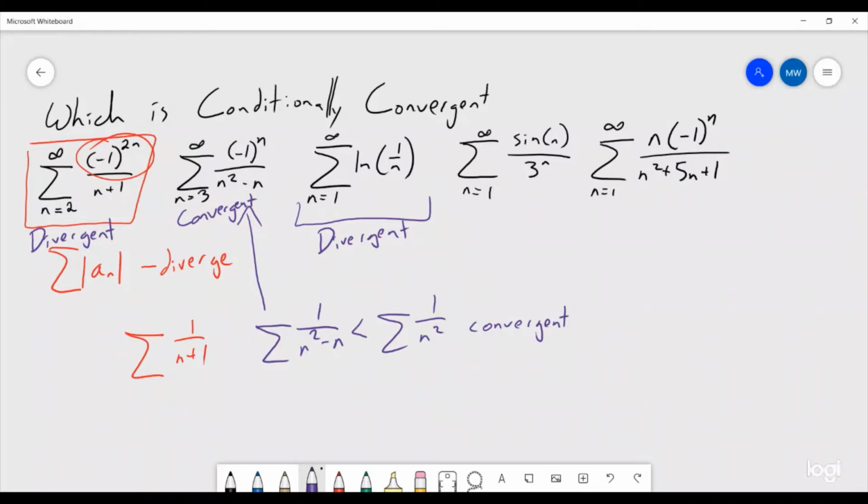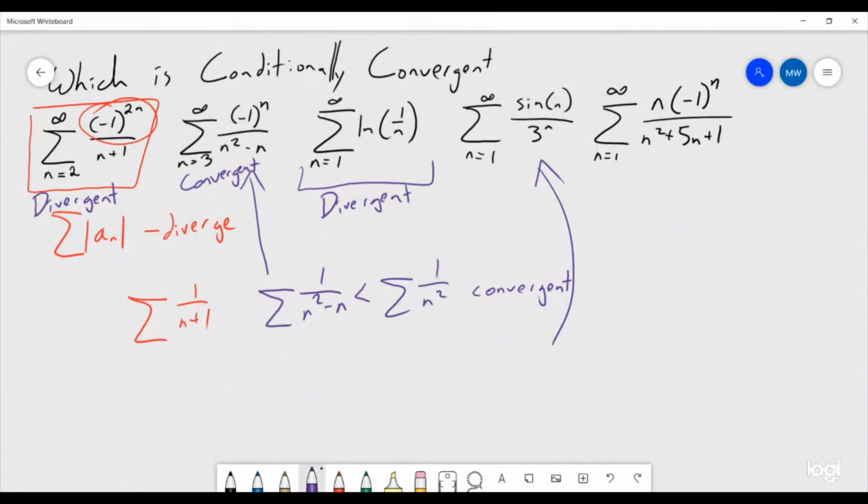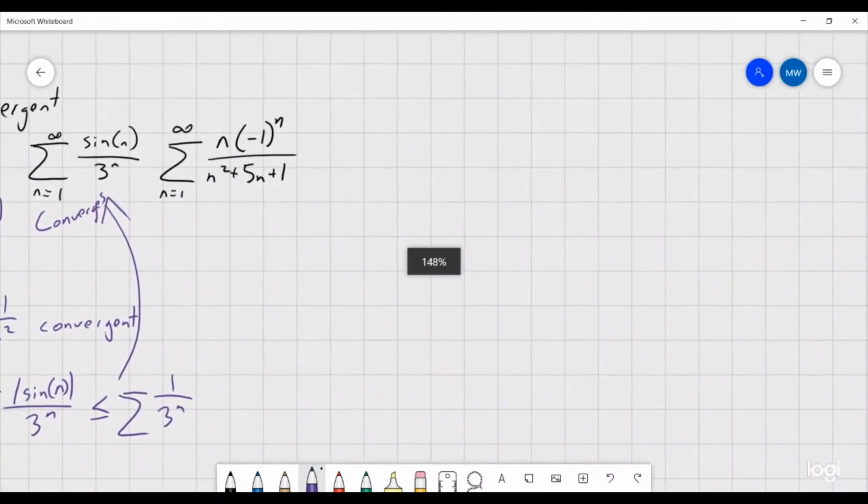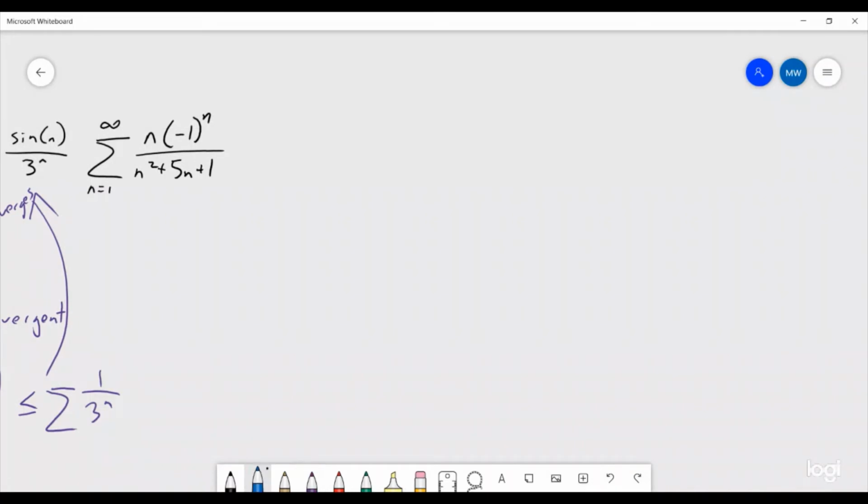If we look at the sine of n over 3 to the n, if we take the absolute values of those, the sum of the absolute value of sine of n over 3 to the n is less than or equal to the sum of 1 over 3 to the n, which converges. So this series converges either way. And this last one, by process of elimination, should be conditionally convergent. But if we go and look to see why that one is conditionally convergent, let's go into that one a little bit more.